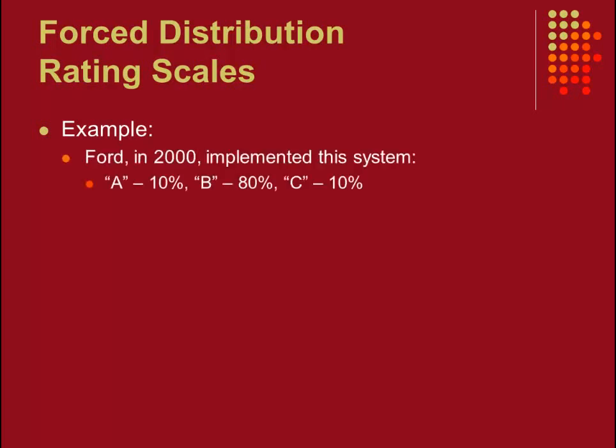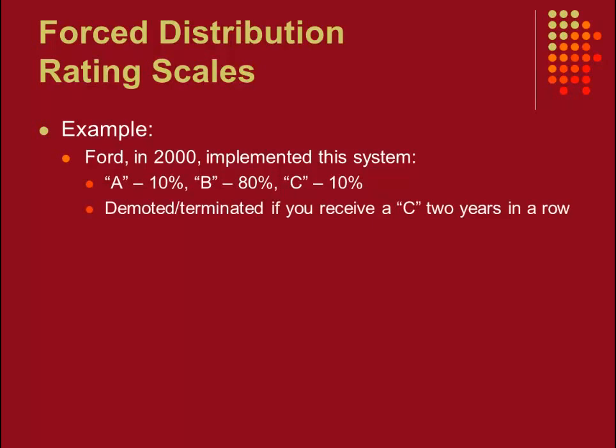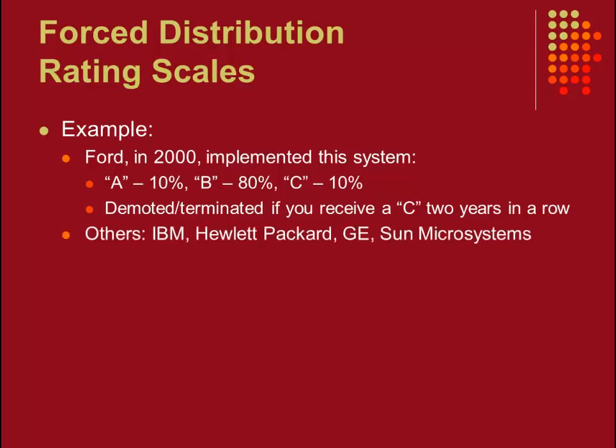In 2000, Ford Motor Company introduced an ABC system for evaluating its managers. The top 10% would get a rating of A, the middle 80% would get a rating of B, and the bottom 10% would get a rating of C. And those who got 2 C ratings 2 years in a row would be terminated or demoted. Other companies have used this as well, including IBM, Hewlett-Packard, GE, Sun Microsystems, Cisco, and Enron, everybody's favorite corporation. Enron actually called this approach rank and yank.